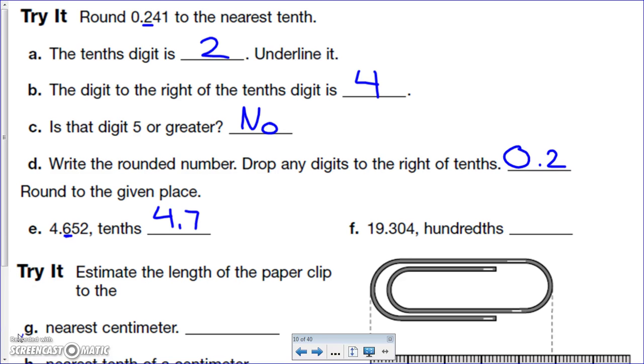For F, we have 19 and 304 thousandths, and we're rounding to the hundredth spot. So we're going to underline the digit in the hundredth spot, which in this case is a 0. Then we look to the right of the hundredth spot, and there's a 4, which we know is not greater than 5, so it's not going to round up. So that's just going to drop off. So we have 19 and 30 hundredths. Now, because there's a 0 at the end of that, it's not holding any place value at this point, so we're going to get rid of it. So this is really going to round to 19 and 3/10 because that's equivalent to 19 and 30 hundredths.